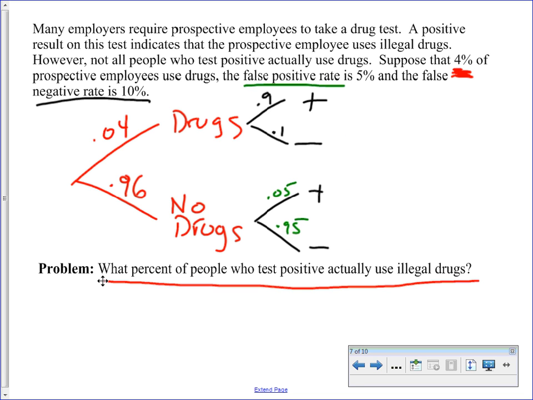And so now we can get the values at the end of each one of these by multiplying out the tree. So the people who took drugs and test positive for drugs is going to be 0.036. So about 3.6% of the population. 0.9 times 0.04. So 10% of the people who took drugs are going to get away with it, which is going to be about 0.4% of the population.